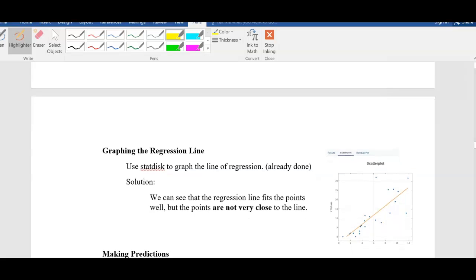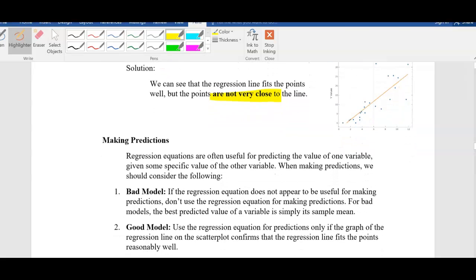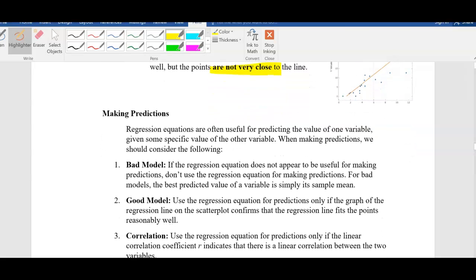All right, so let's use our StatDisk. Okay, we've gone in, we've looked at our data. Okay, the regression line fits the points well, but the points are not very close to the line. That means there is a lot of variation, which is not necessarily good, or a lot that is not represented by the line itself.